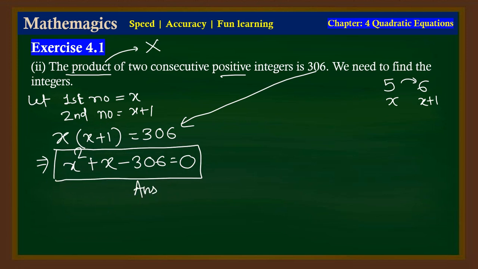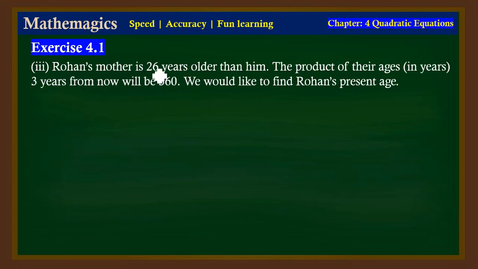So now we are moving forward to the third one also. Rohan's mother is 26 years older than him. The product of their ages 3 years from now will be 360. We would like to find Rohan's present age. Okay, so there are two different characters. First one is Rohan and second one is Rohan's mother. So let us consider the first one is equal to Rohan and second one is equal to mother.